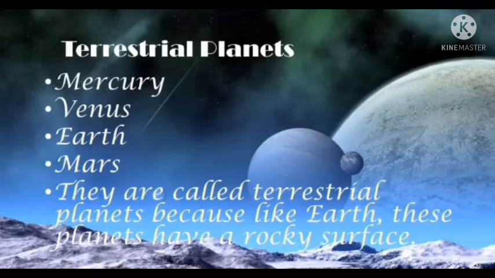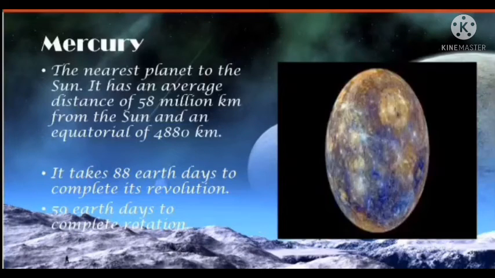Terrestrial planets. Mercury, Venus, Earth, and Mars are the four inner planets. They are also called terrestrial planets because, like Earth, these planets have a rocky surface. Mercury is the nearest planet to the Sun. It has an average distance of 58 million kilometers from the Sun and an equatorial diameter of 4,880 kilometers. It takes 88 Earth days for Mercury to complete its revolution and 59 days to complete its rotation.